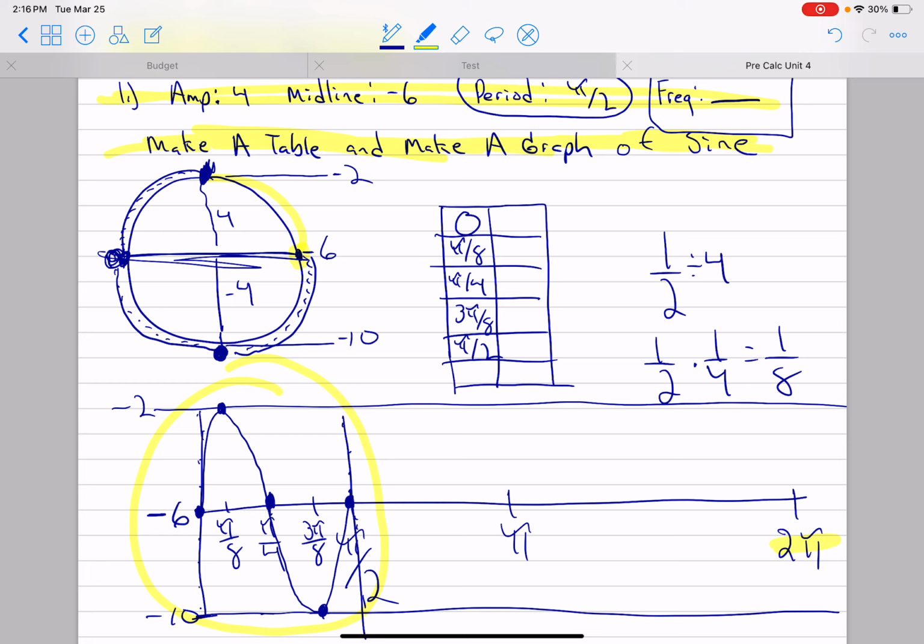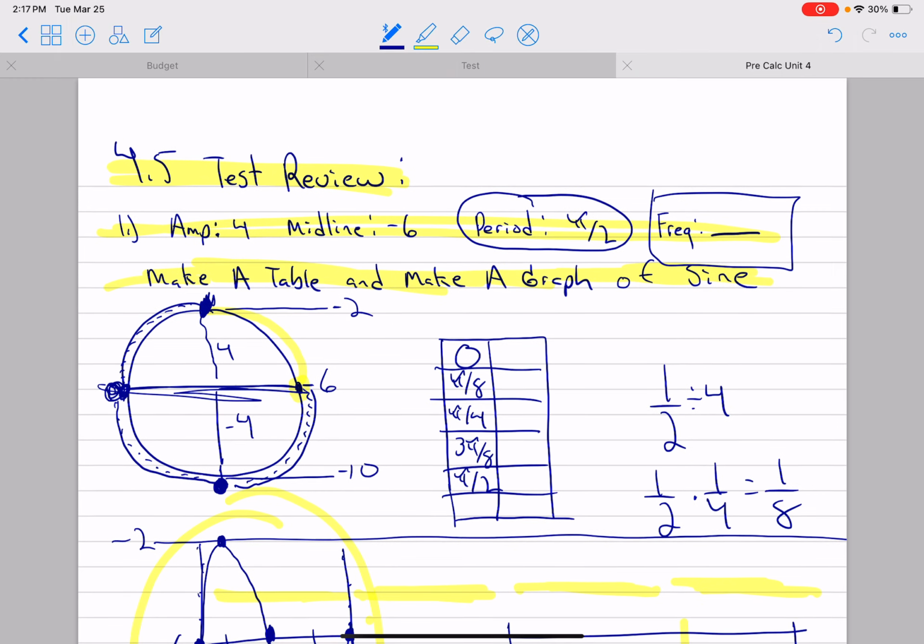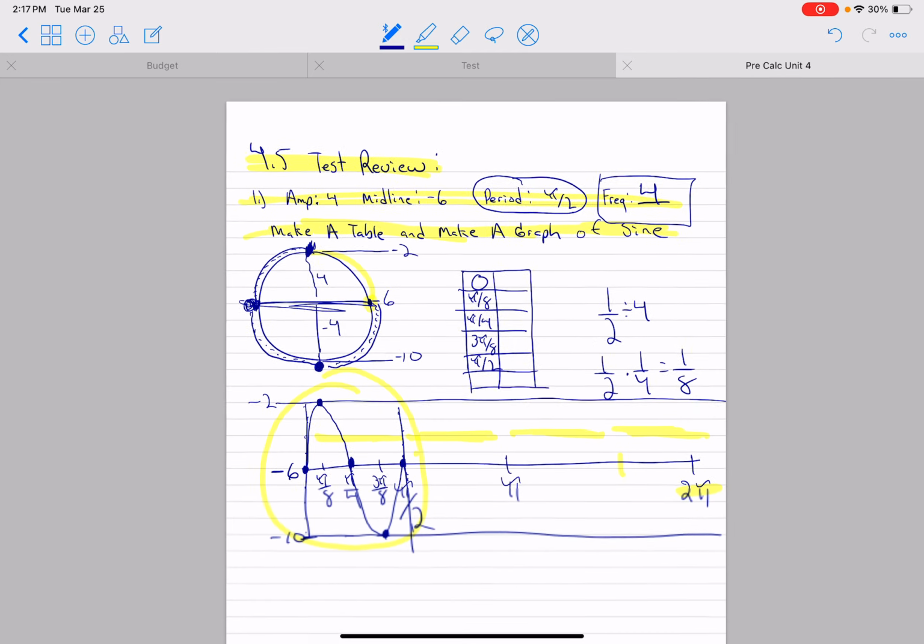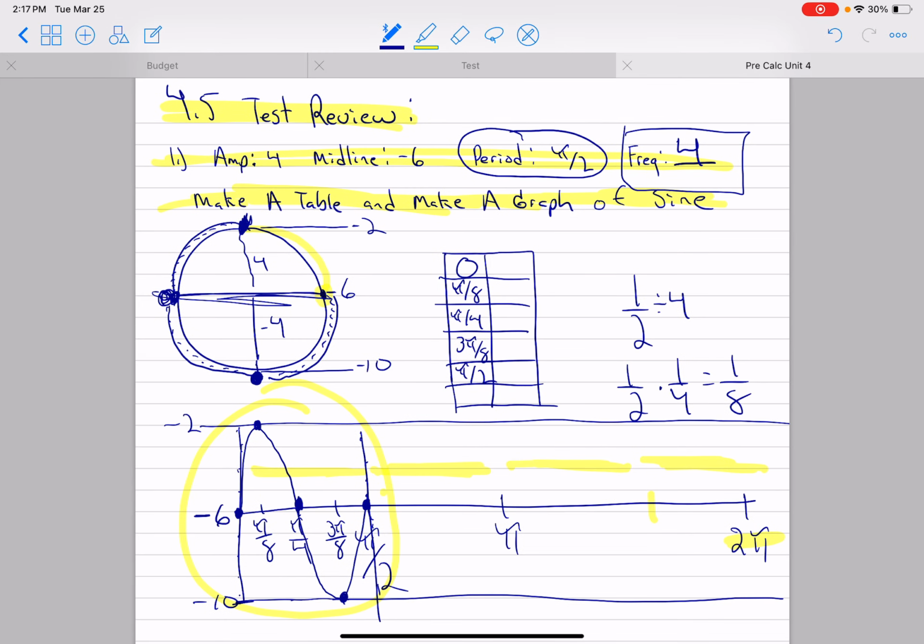Well, looks like I could fit 1, 2, 3, 4 of those into pi. So my frequency would be 4. So if you did all of that, you're looking pretty good for the test.